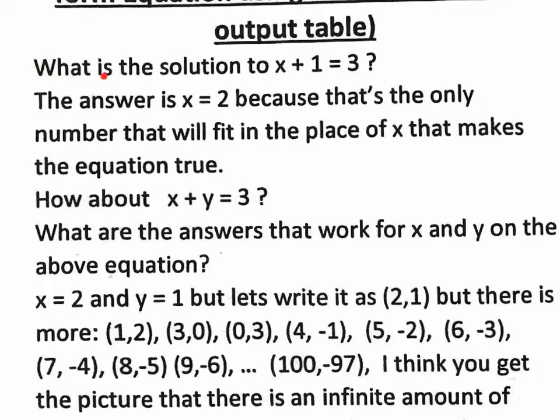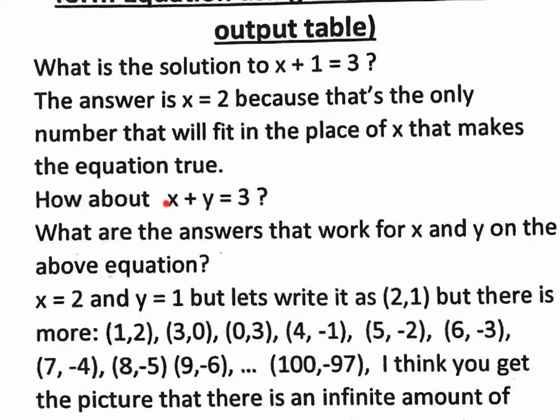It says, what is the solution to x plus 1 equals 3? What's the answer, guys? What belongs in here? 2, right? Because 2 plus 1 equals 3. The answer is x equals 2, because that's the only number that will fit in the place of x that makes the equation true. 5 doesn't work, 8 doesn't work, because 8 plus 1 is 9, not 3. So there's only one answer here. The only answer is 2. 2 plus 1 is 3, and that's it.